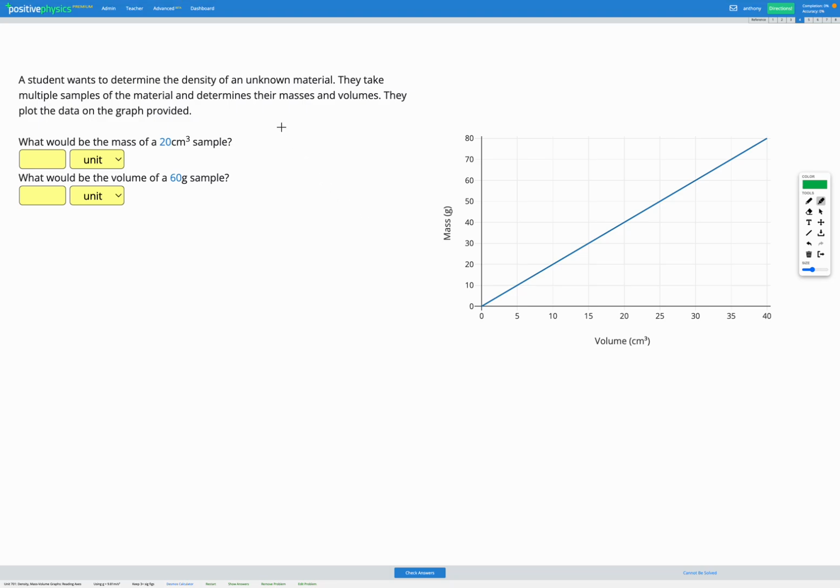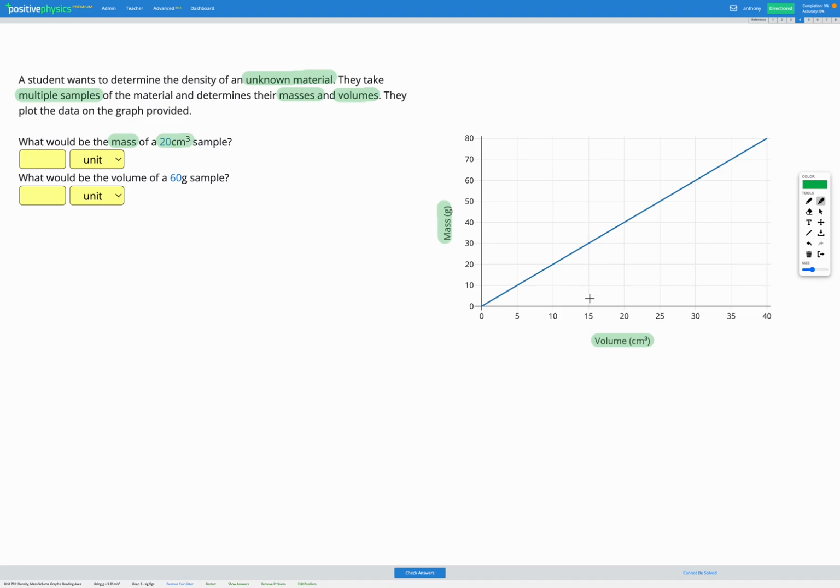In this question, we have an unknown material, and a student's taken multiple samples of the material, determined their masses and volumes, and plotted them on this graph. So we can see here we've got mass in grams on the y-axis and volume in centimeters cubed on the x-axis. Our first question is, what would be the mass of a 20 centimeter cubed sample?